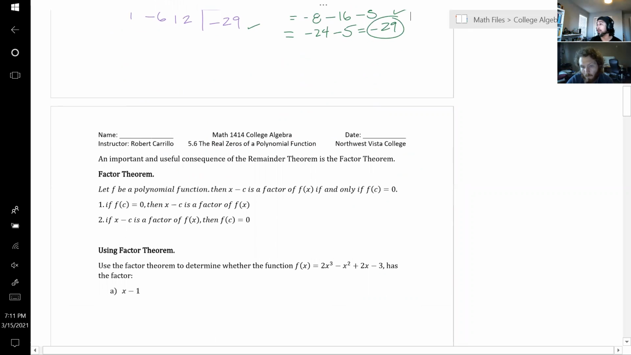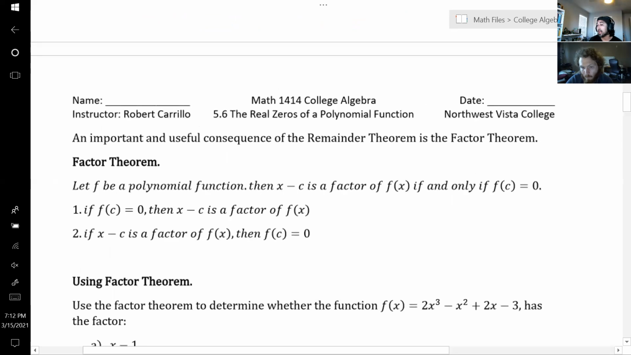So a consequence of the remainder theorem is the factor theorem. I think I may have mentioned it when we were doing synthetic division, but if you're ever dividing by a linear factor of x minus c and you get a remainder of 0, this means that x minus c is a factor of the polynomial. So that's what we're stating here. Let f be a polynomial function, then the linear factor x minus c is a factor of f if and only if the remainder is 0 when you plug in that divisor, or when you do long division or synthetic division. So if f of c is 0, then x minus c is a factor of f.